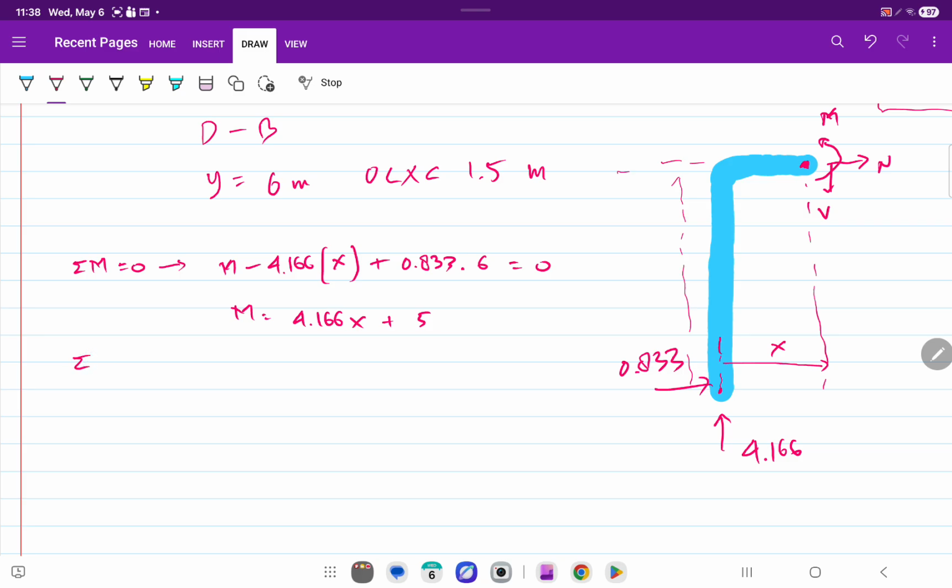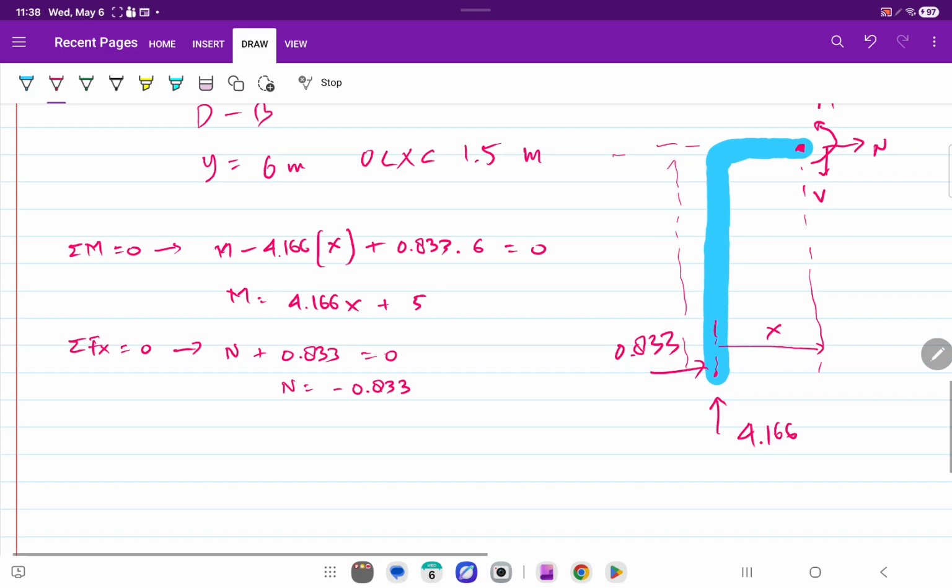Sigma fx equals 0. So N positive plus 0.833 positive. That's it, right? And then equals 0. Your N will be minus 0.833 kilonewton. Yeah, this is kilonewton, while this one is kilonewton meter.